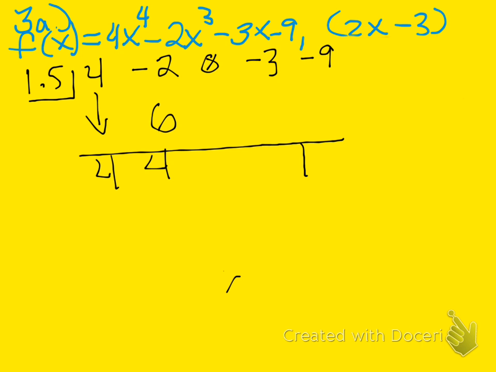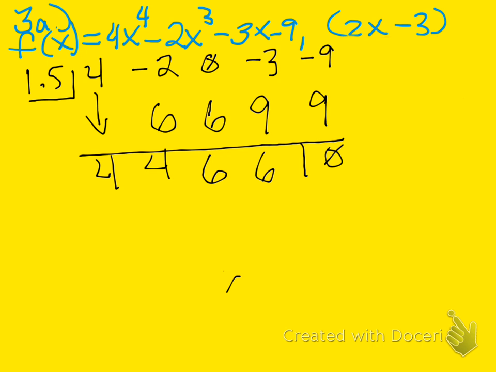And then we do it again. 1.5 times 4 is 6. 0 plus 6 is 6. 1.5 times 6 is 9. -3 plus 9 is 6. 1.5 times 6 is 9. And -9 plus 9 is 0.